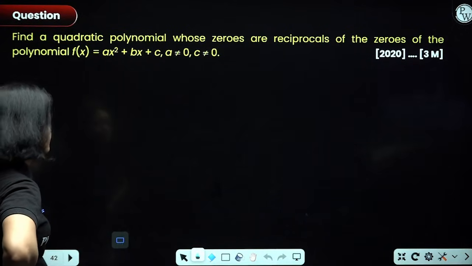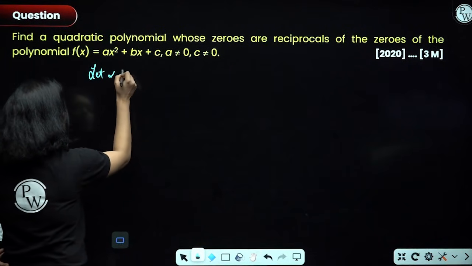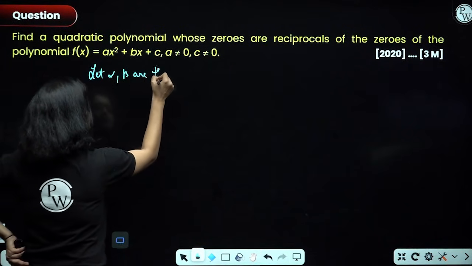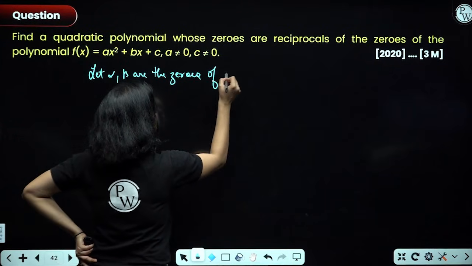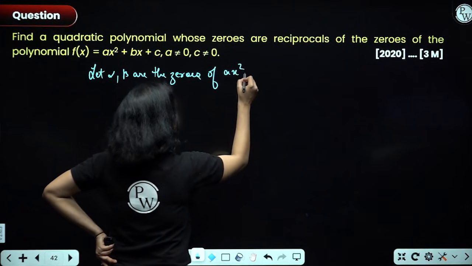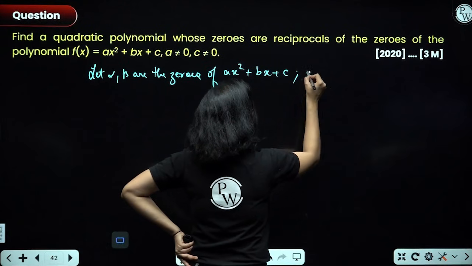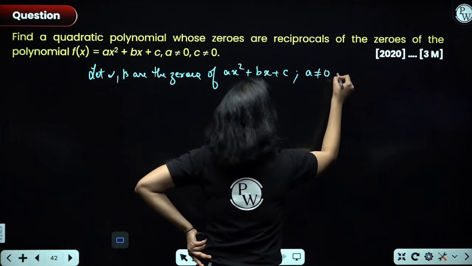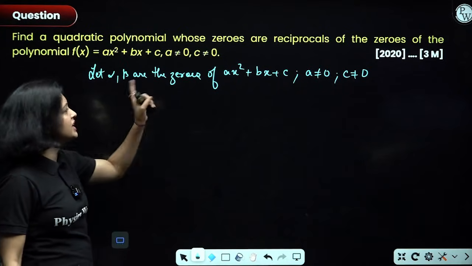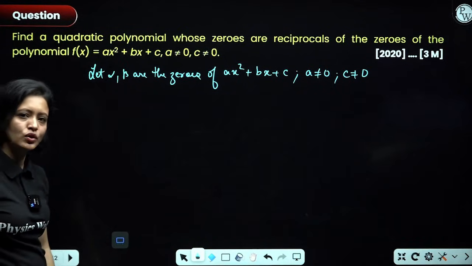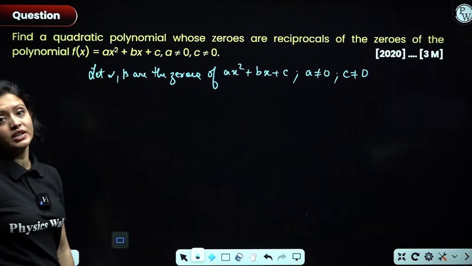First of all, everyone, let's suppose that alpha, beta are the zeros of ax² + bx + c, where a is not equal to 0 and c also is not equal to 0. They have given this to us. I have written it down, you don't need to though. So alpha and beta are the zeros of ax² + bx + c. Got it? Now we have to find a polynomial whose zeros are reciprocals of the given zeros.